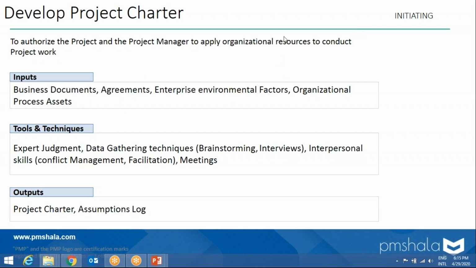So let's have a look at some inputs now. One of the inputs is business document. I hope you remember the term business document we discussed yesterday. Like business case, benefit management plan, these are business documents. We know that, and it's already developed so we can use it. But now the question is, how is it relevant? I'll tell you, much relevant.